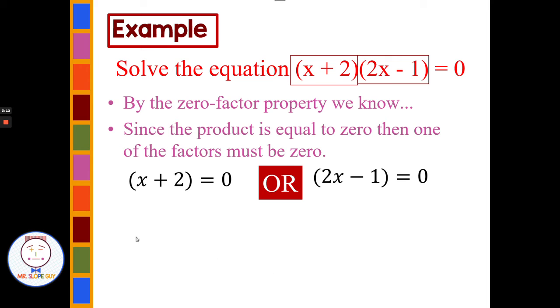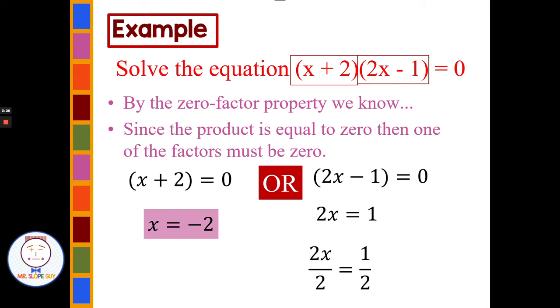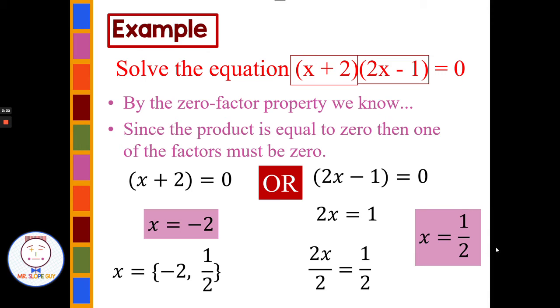So I have these little equations to solve. x plus 2 equals 0, subtract 2 from each side. I have x equals negative 2. And this equation, 2x minus 1 equals 0, add 1 to each side, divide both sides by 2, and I get x is 1/2. So my two possible solutions, and I'm going to write that in set notation, are negative 2, comma, 1/2.